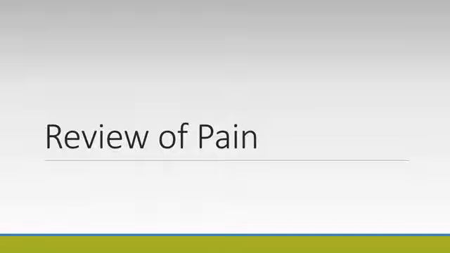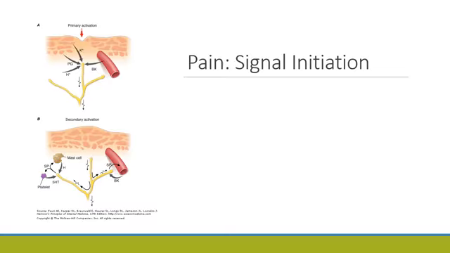Now, before we move on, I want to just briefly review some concepts relating to pain. And so we'll start with this. This is really step one, the signal initiation. And so you can see in this diagram we have the diagram on top labeled A, and this is where we see our primary activation.